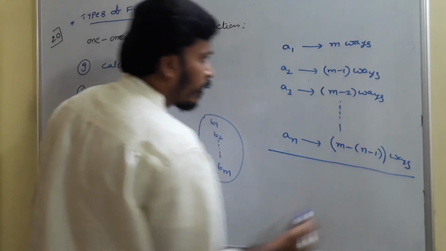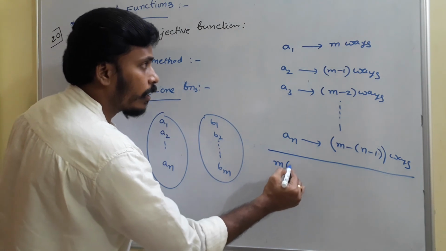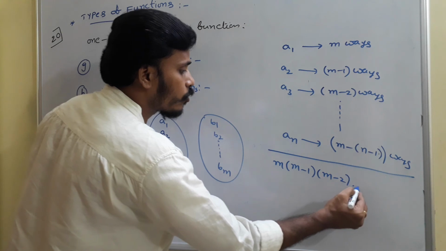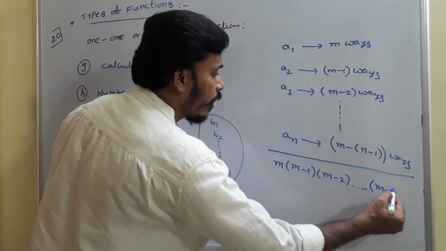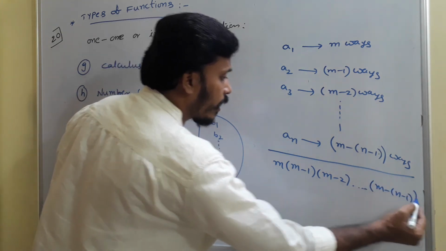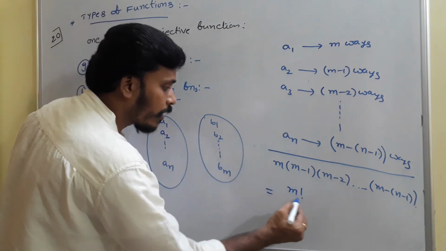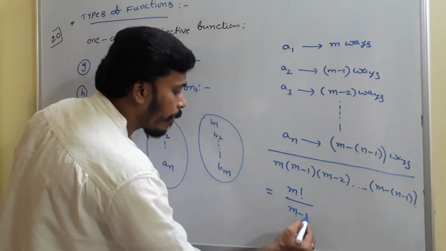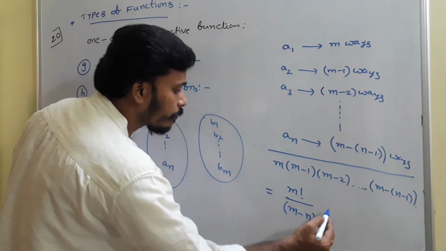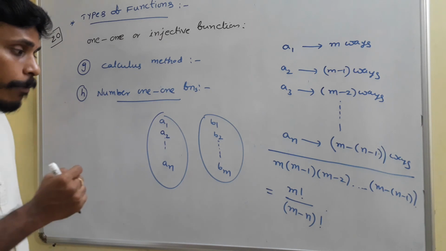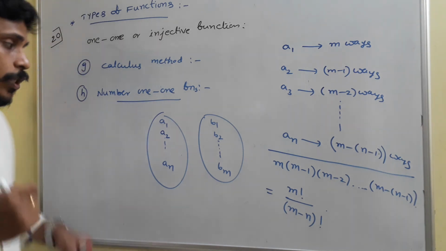So at the end, the total number of ways is nothing but m into m minus 1 into m minus 2 and so on, into m minus (n minus 1) ways. This product can be simply represented by m factorial divided by (m minus n) factorial. So at the end, the number of 1-1 functions is m factorial by (m minus n) factorial.